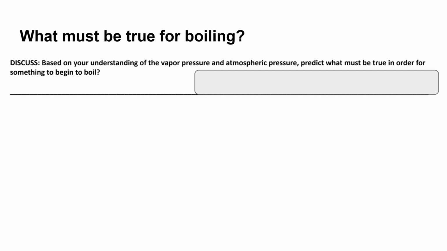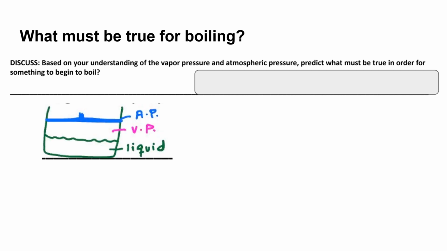If we go ahead and draw that, it's going to look something like this. You have your liquid represented by that green squiggly line, and then above your liquid, you have some vapors. The pressure that those vapors are exerting on your liquid is what we measure as your vapor pressure. But then your atmospheric pressure is represented by that piston, which is basically just the pressure from the atmosphere. So the question is, what must be true about these two things in order for boiling to occur?